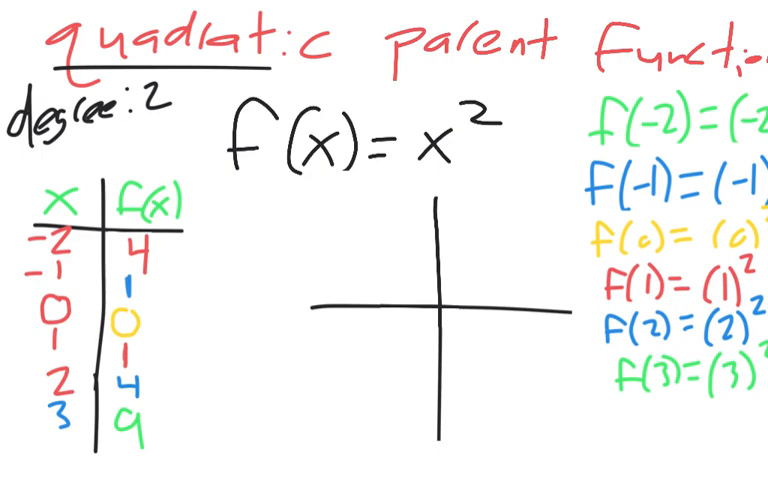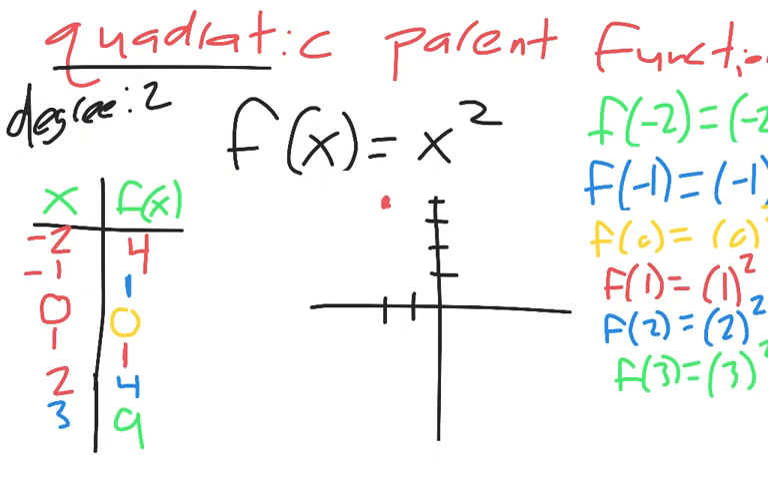Does everybody see where I'm getting these values from? Just plugging in. I picked the x's, I found the y's. Now let's put these points on a graph. So where is the point -2, 4? Well, that means from the origin, -2 means I'm going left 2, +4 means I'm going up 4. So the point -2, 4 is happening right here on my graph.